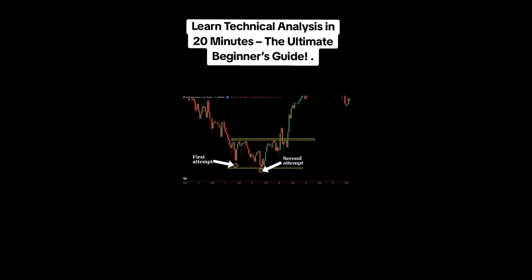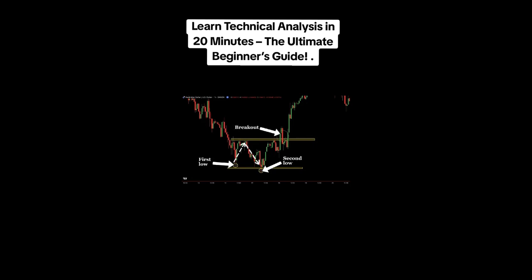This failure indicates that sellers are running out of strength and buyers are gaining momentum. A valid double bottom has three key parts. First low, price moves down and hits a support level. Pullback, price bounces up but then comes back down for another test. Second low, price reaches the same support level but fails to break below, showing that sellers are weakening.